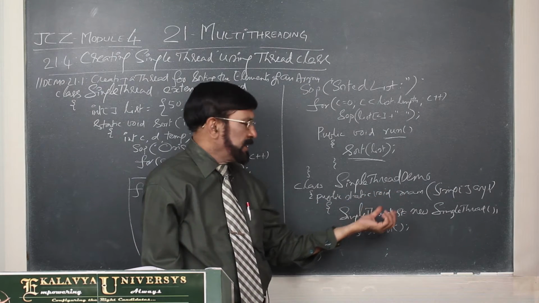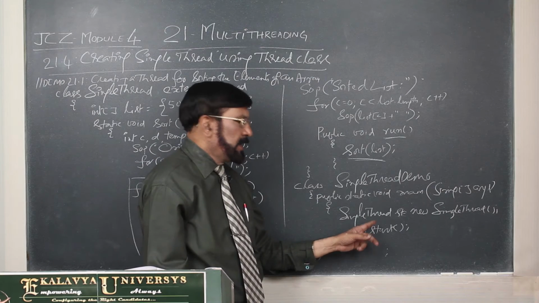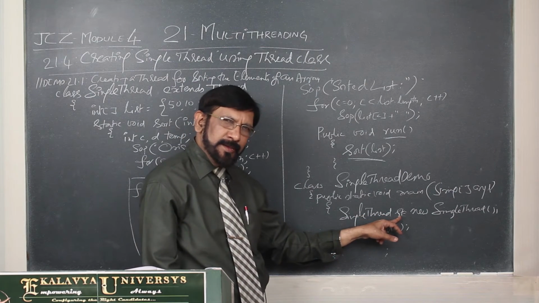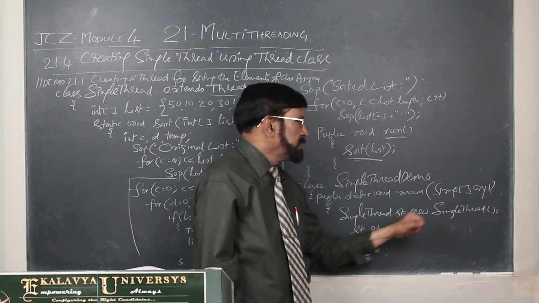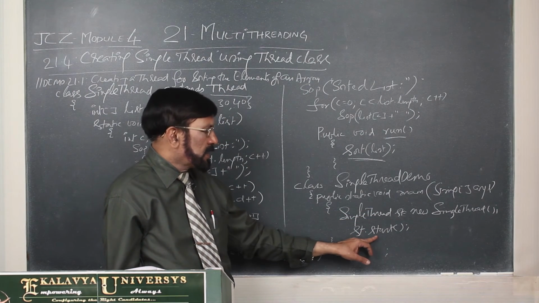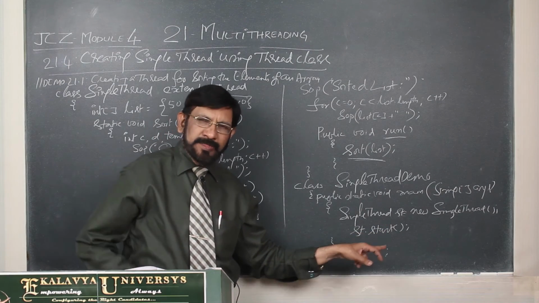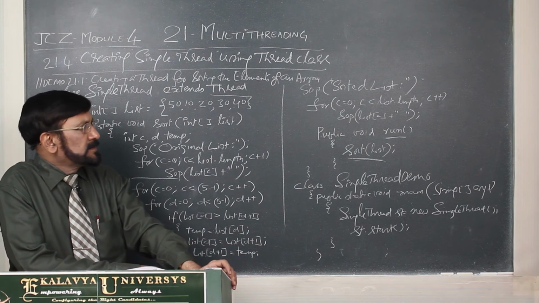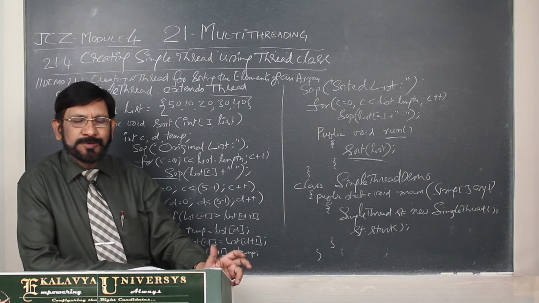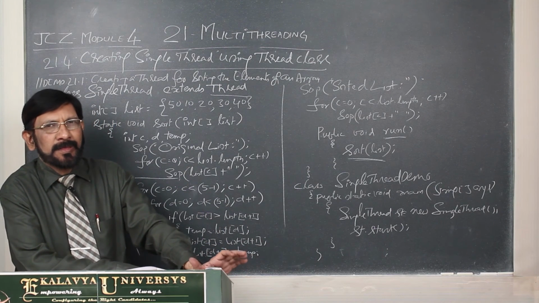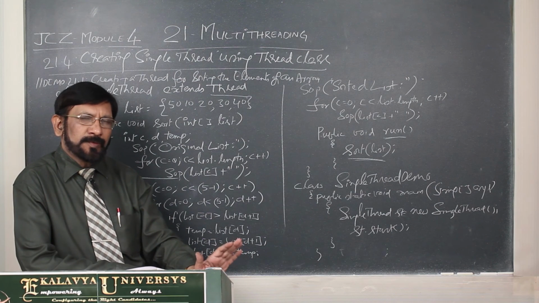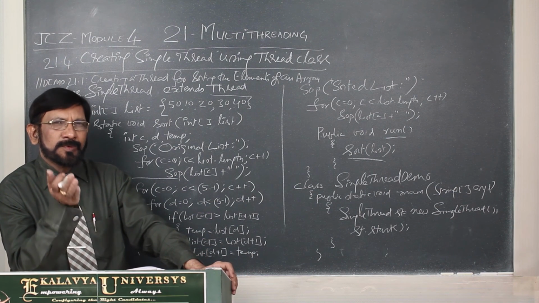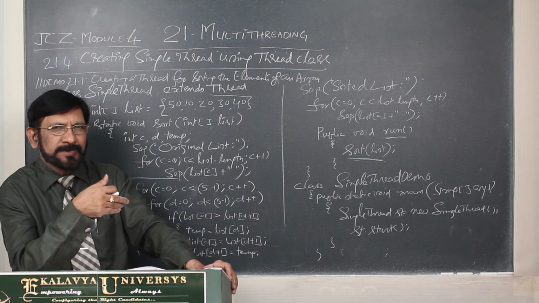Thereafter, we are implementing the SingleThreadDemo, and in that what we are doing is creating an instance of the subclass, and thereafter via that object we are calling the start method, and by calling the start method, the run method is executed. In the body of the run method, the sort method is there, and the sort method is called and then executed. So, this is the procedure of creating a single thread. Whatever procedure you follow for a single thread, for multiple threads also you may use the same syntax and the same algorithm.